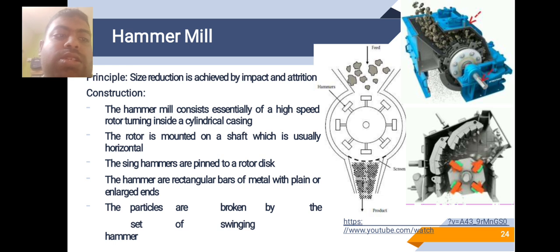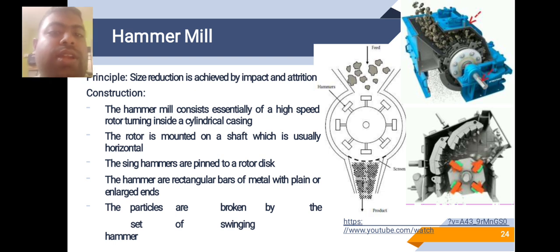In this diagram, you can see the feed is taken from the feed hopper in the upper direction, and the hammer mill consists of a round shaft with hammers. The large feed is taken to the hammer mill, in which the feed is broken down by the hammers by impact and attrition, and there will be a screen at the bottom. The large particles are broken down into smaller, finer particles, and through the screen, through the mesh, the final product will settle down at the bottom. This is the principle of the hammer mill.